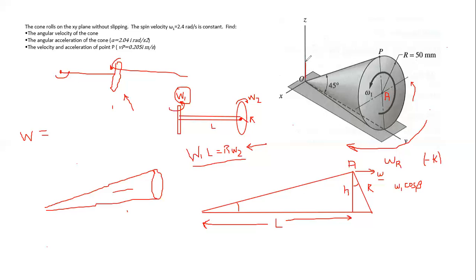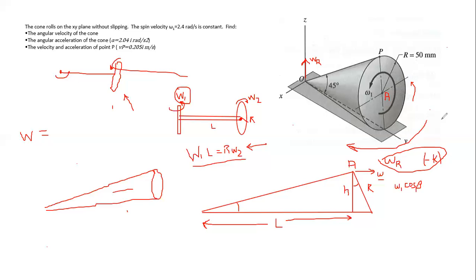Omega 1 plus omega R. Yep, so I'm going to have the omega 1, and part of it's going to be in the K hat, and some of it's going to be in the J hat, and then what's the omega R in? Minus K. Yeah. Okay, so you're going to add those three together to get my overall omega.